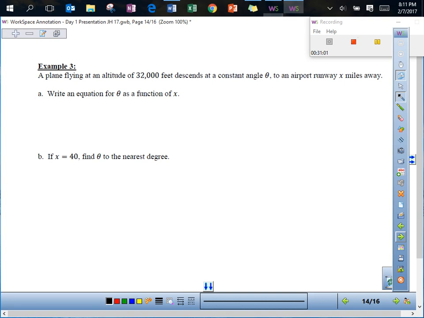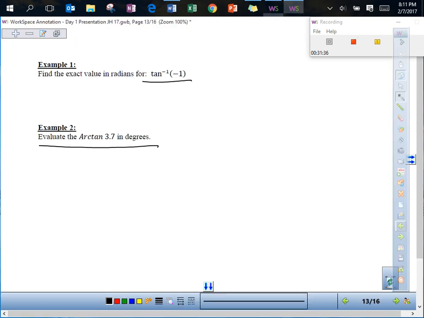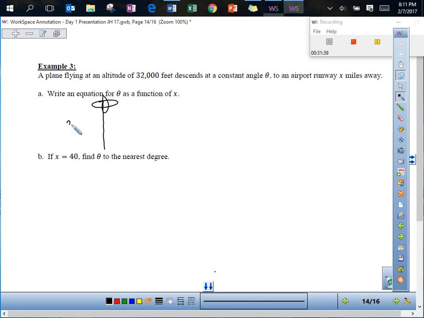A plane flying at an altitude of 32,000 feet descends at a constant angle, theta, to an airport runway X miles away. Well, here's what I got going so far. I've got my plane up here. That's a plane, if you can't tell. And right now that plane is at 32,000 feet. Down along the ground here at some point starts a runway. So the plane's going to come down towards this runway.